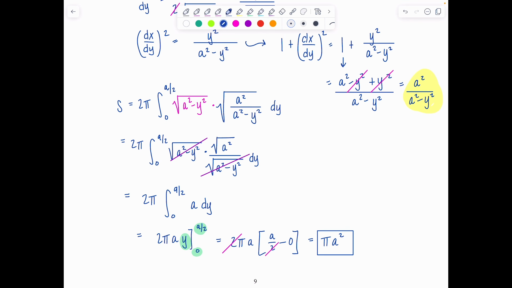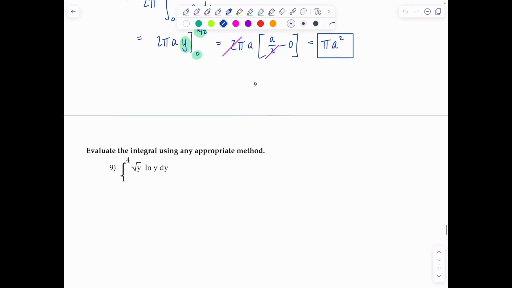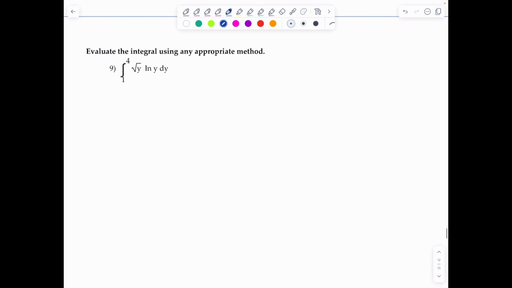Okay. Nearly there. 2 more. Evaluate the integral using any appropriate method. We have the integral from 1 to 4, rad y, natural log of y, dy. Anything jumping out at you? Yes, it's time for some by parts, exactly. Because u sub would not work. There's nothing I could let equal u and then I would have du sitting there. So especially the natural log clues me in. It's probably time for some by parts.